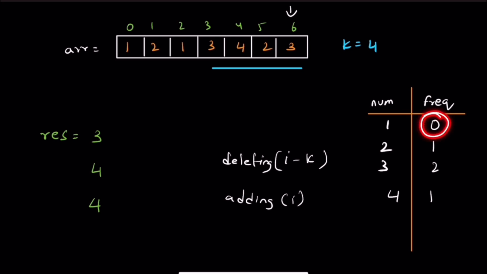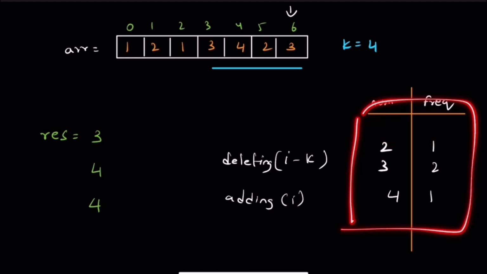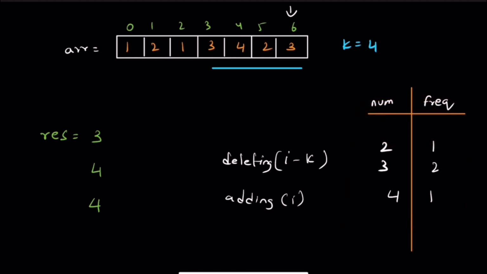Now when the frequency becomes 0, that means this element doesn't exist in that window. So we can simply erase this entry from the hash map. We are erasing this entry, so one entry has been removed. Now what is the hash map size? The hash map size is 3, right? So we'll output 3 for this window.